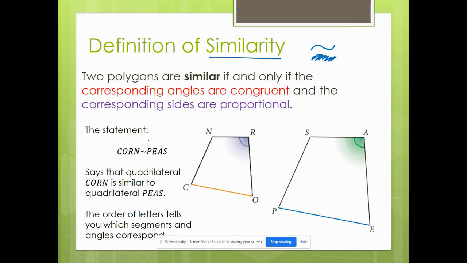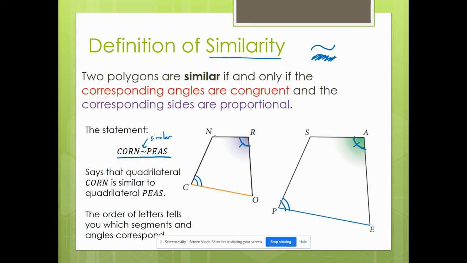So what we mean by corresponding is, say we have this statement, that means that this quadrilateral is similar to this other quadrilateral on the right. CORN is similar to APES. And that means that this angle R is corresponding to angle E. Those would be equal. Okay, and then angle C would be corresponding to P. Those should be equal, and so on.